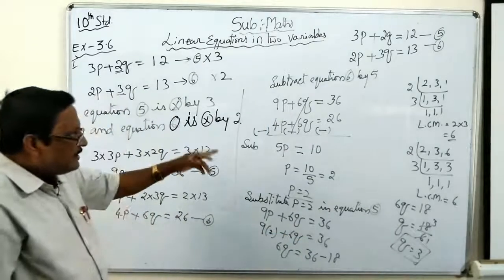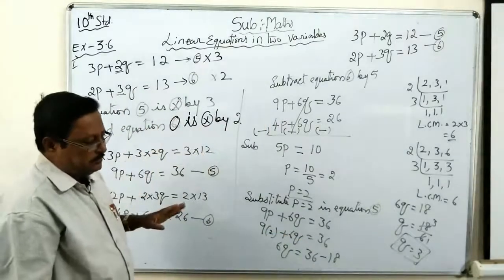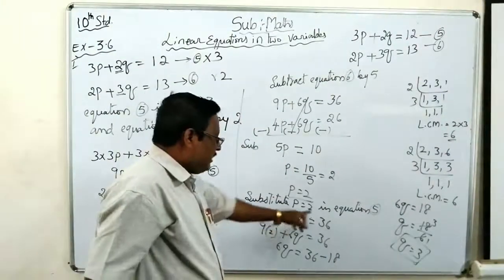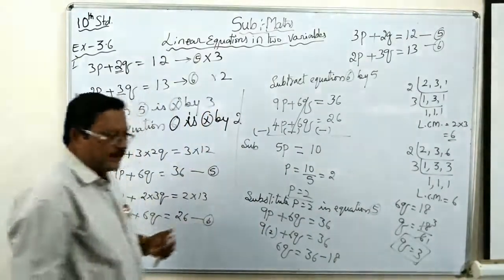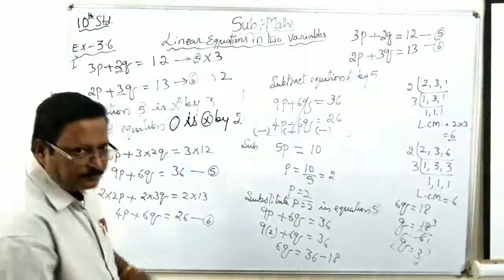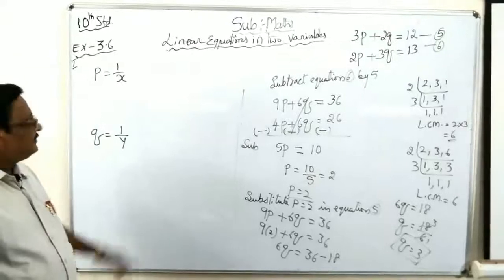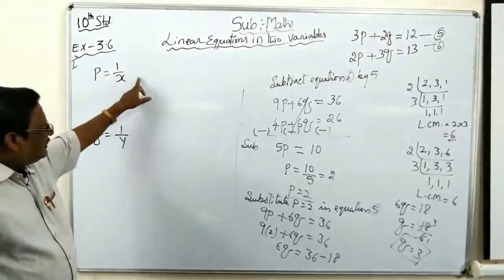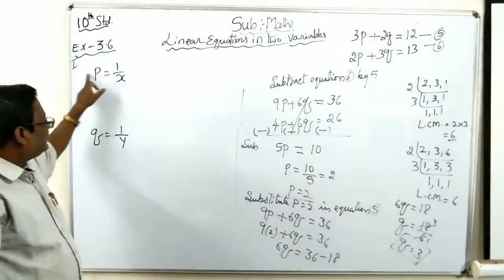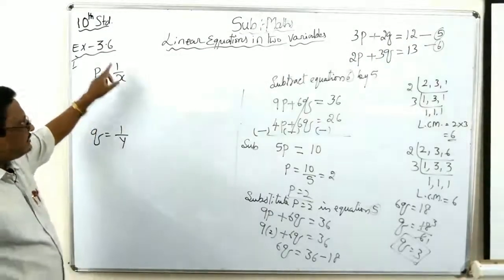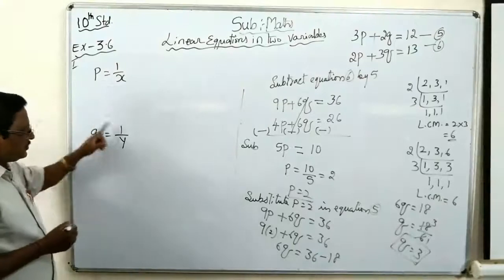Here, find the X value and Y value. Here they are not asking for P and Q values. Here you will get the P value and Q value. Next, finding the X and Y values. See, in the starting, let 1 by x be equal to P. It means P is equal to 1 by x. Here Q is equal to 1 by y.